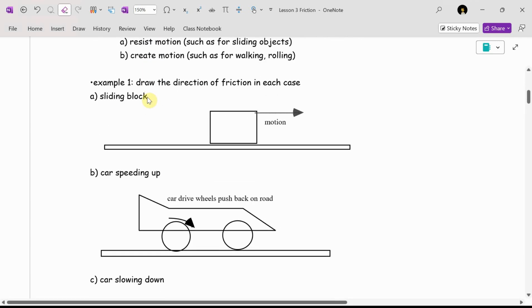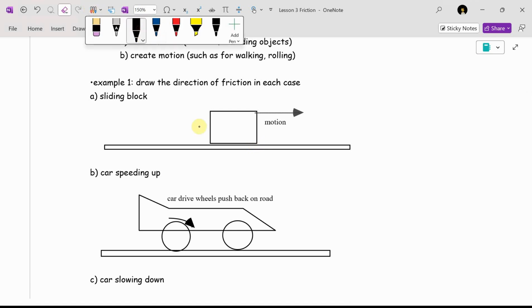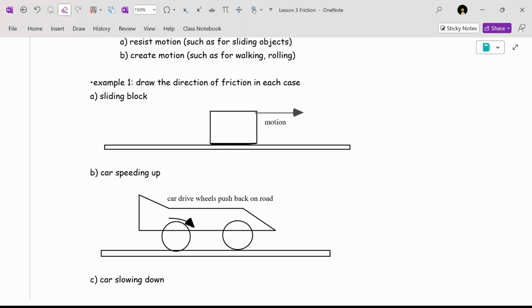So example one says, draw the direction of friction in each case. For a sliding block, these graphics were typed in Word 1995 for Mac, and they're starting to show their age. It looks like this block is hovering like an air hockey puck or a hovercraft. It's not. That's supposed to be actually touching. Just let me point that out.